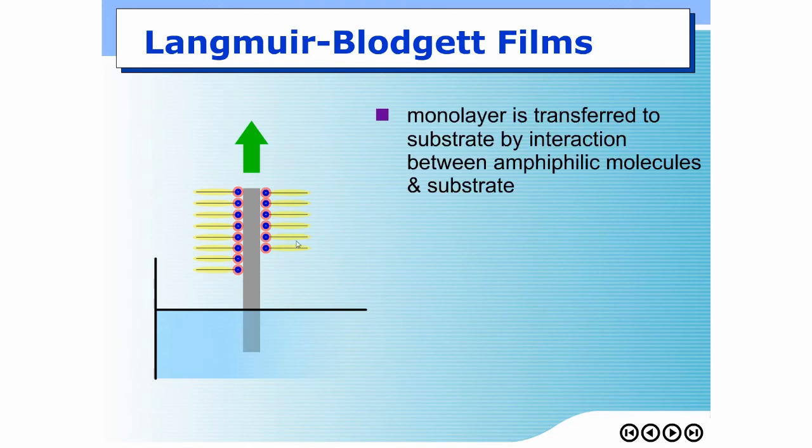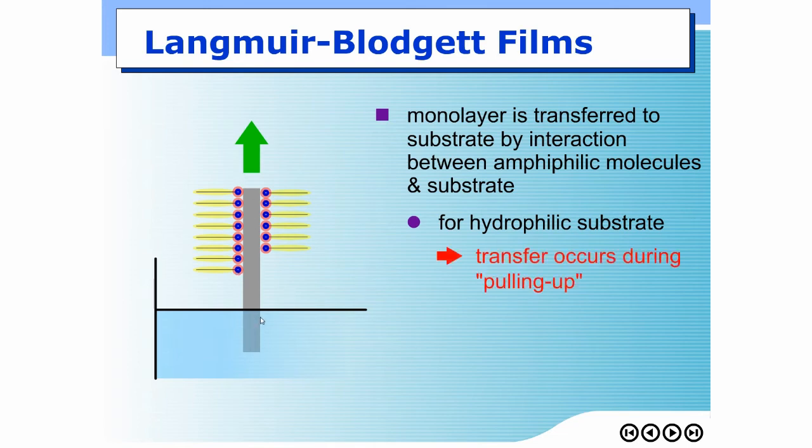So this is a transfer of surfactant molecules onto the surface. It results from interaction between these surfactant molecules and the substrate. By the way, sometimes people call these surfactant molecules amphiphilic molecules. If the substrate is hydrophilic, just like in this picture, the hydrophilic part of your surfactant would be attracted to my substrate here. So the film would be formed when you pull the substrate out of water.